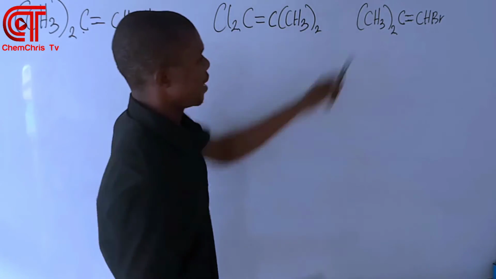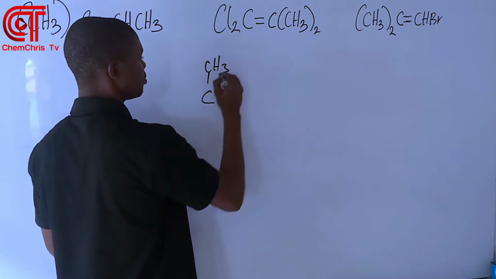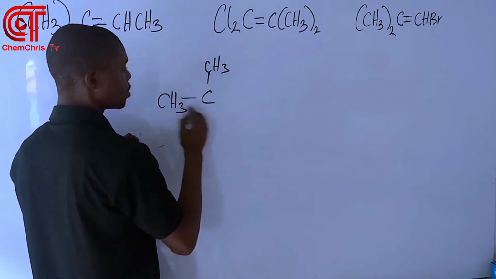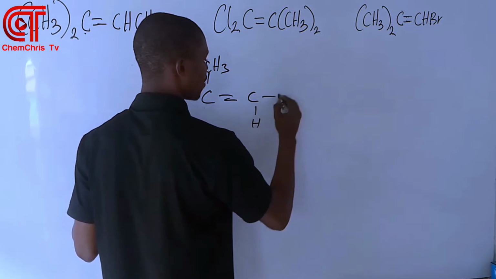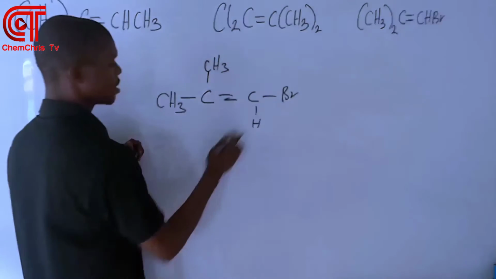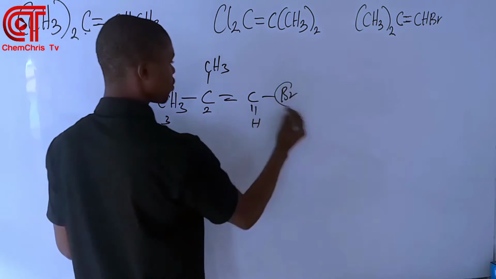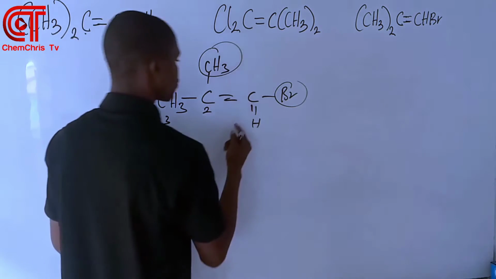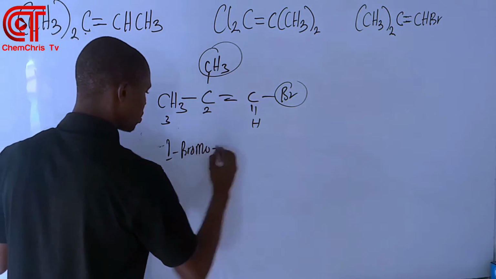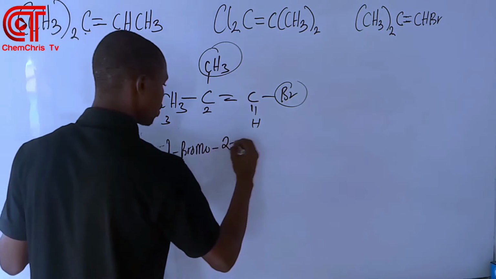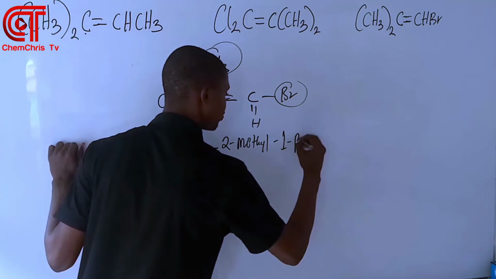So when you look at the other one here, we have carbon here having 2 methyl groups. Now then double bonds. Here we have hydrogen, here we have Br. Of course, this will be my carbon 1, 2 and 3. So I have a bromo group, I have a methyl group. So we're going to have 1-bromo, then we have 2-methyl, 1-propene.